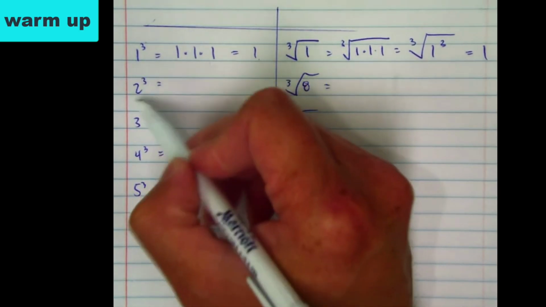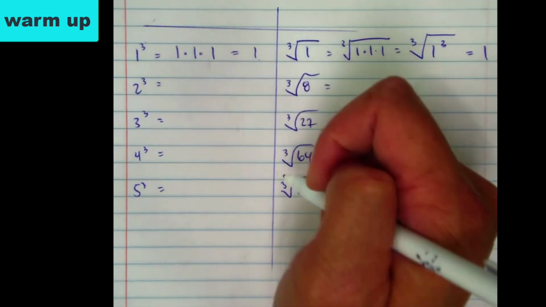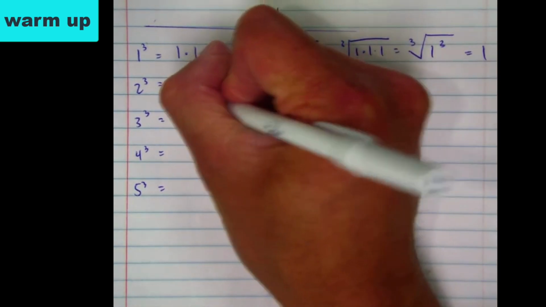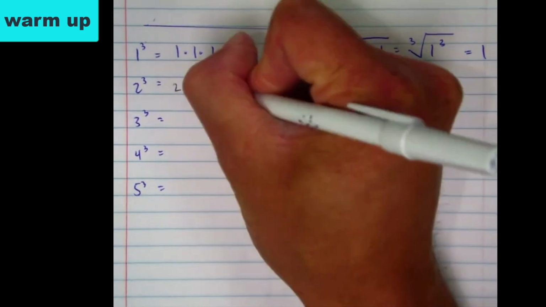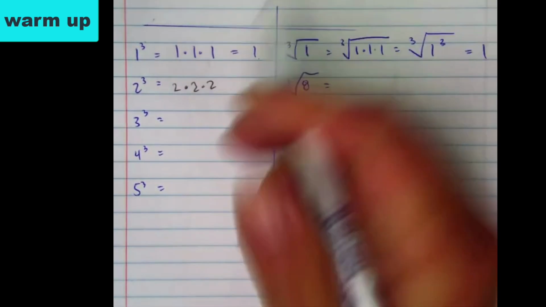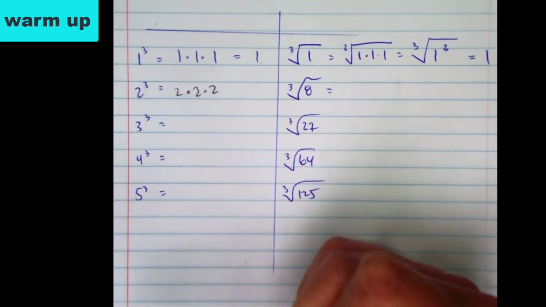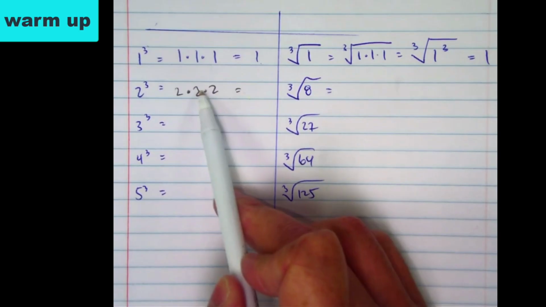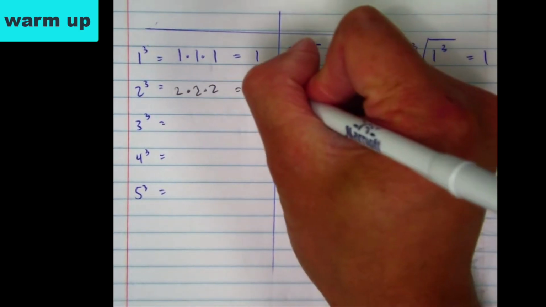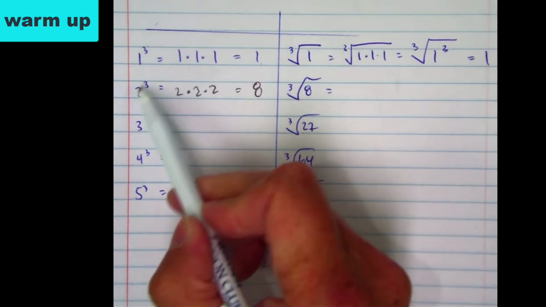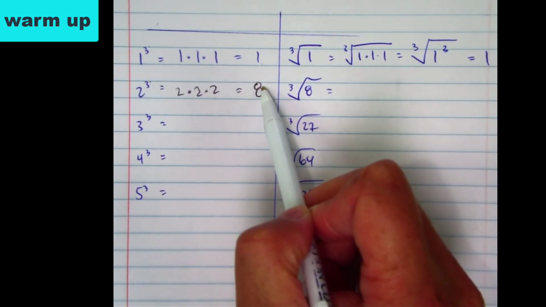This expression here tells me to write out how many 2's? Remember, they are multiplied. A common mistake is to think that 2 to the third is 2 times 3, which is 6. Well, class, what is 2 times 2? 4. 4 times 2 is 8. 2 to the third power is 8.